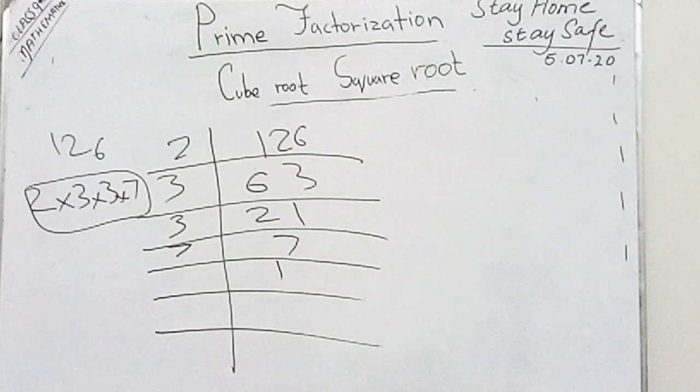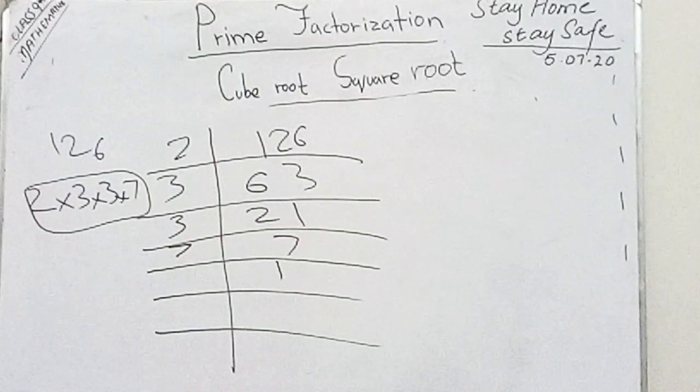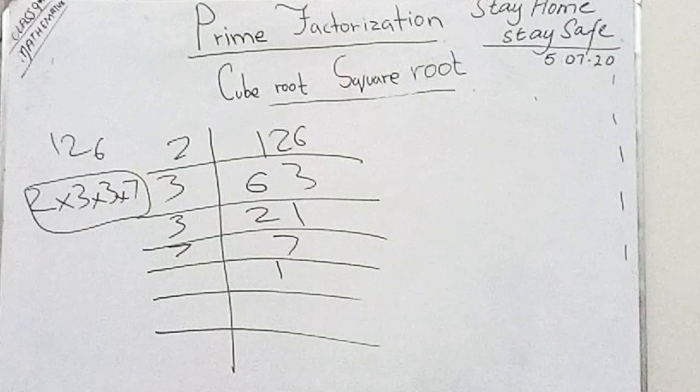Answer in index notation. We have to answer the question in index notation. So we have got some different numbers. It does not mean that our answer is wrong. It's not compulsory that all the numbers should be the same. We only have to look at which numbers are the same and appear more than once.